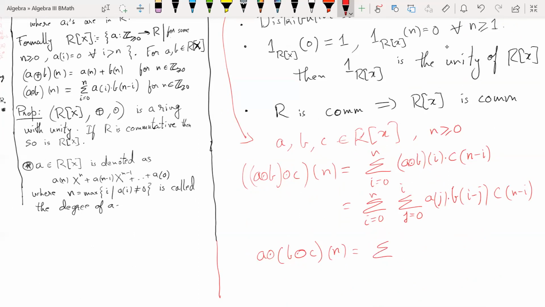So what is this? By the same method, let me write it in a funny way now. The sum over j equals 0 to n of A_j times (B·C) of n minus... I don't know if this is a good idea. No, let's write it with i itself. I think we'll have to change the order of summation, but it doesn't matter. I think it will come out. It shouldn't be complicated. So n minus i, i equals 0 to n.